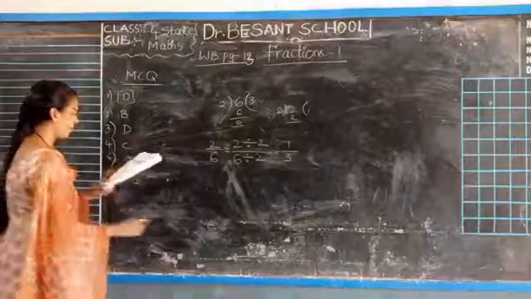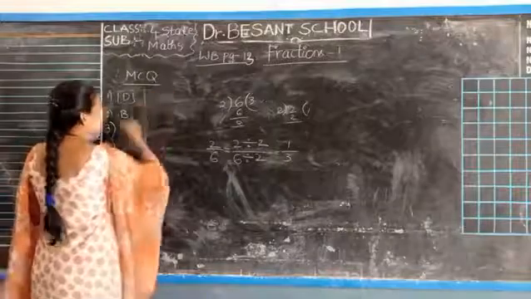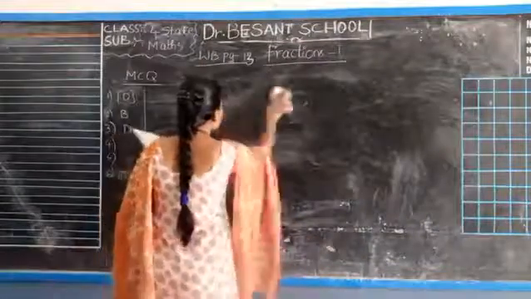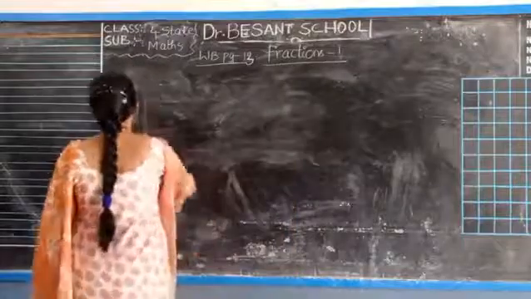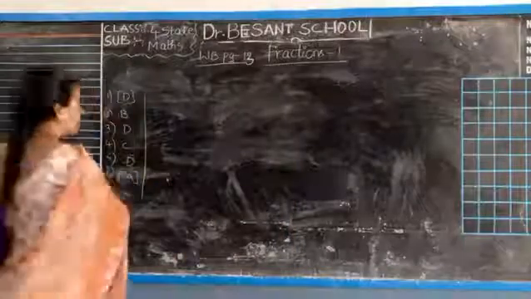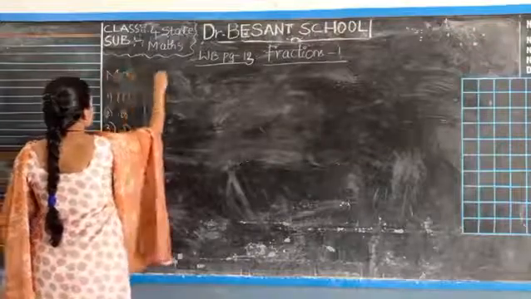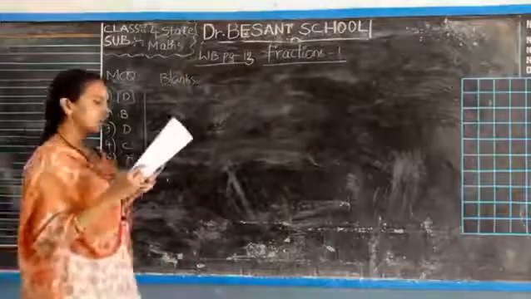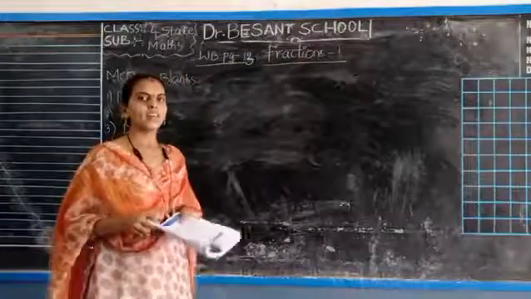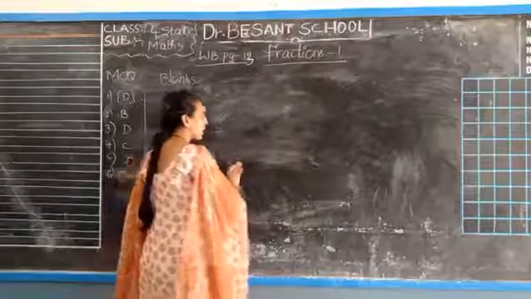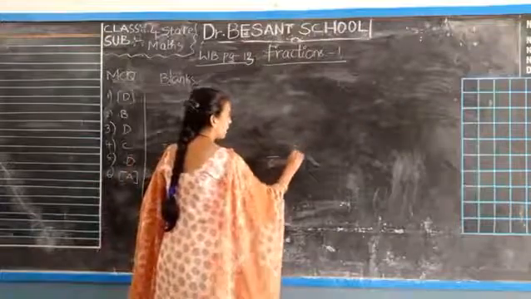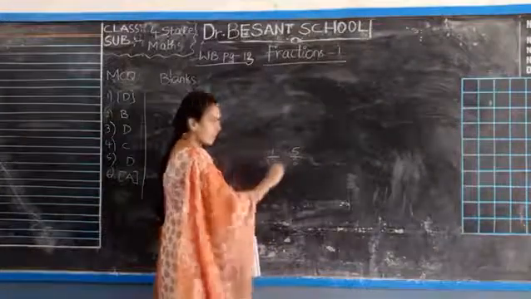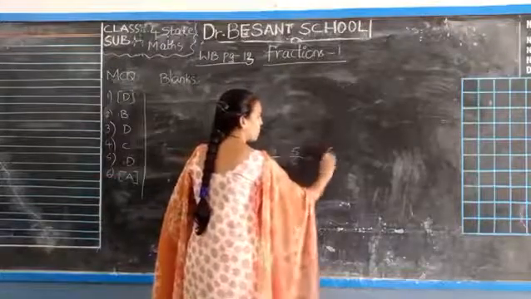Option A. Next, blanks. Observe the blanks here. Now I am explaining the blanks. While adding like fractions, add only the numerators. When we are adding two like fractions, for example 1 by 6 and 5 by 6 are given, these two are like fractions because the denominators are the same. So here the answer will be 6 by 6.